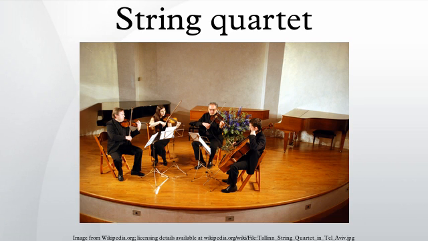String quartet traditional form. A composition for four players of stringed instruments may be in any form. Quartets written in the classical period usually have four movements with a large-scale structure similar to that of a symphony. First movement, sonata form, Allegro, in the tonic key. Second movement, slow, in the subdominant key.